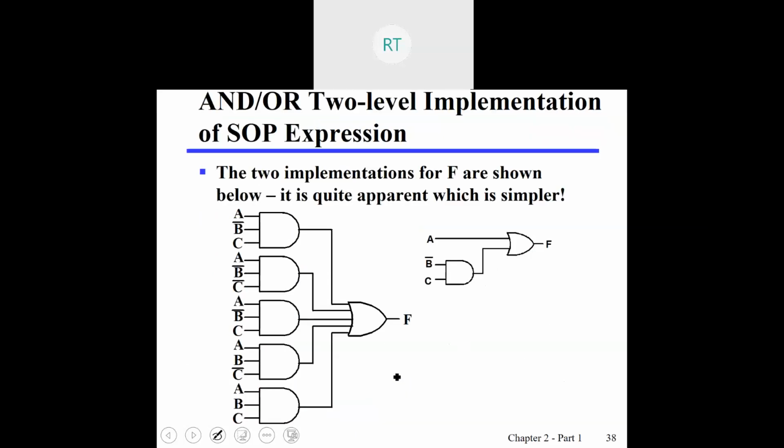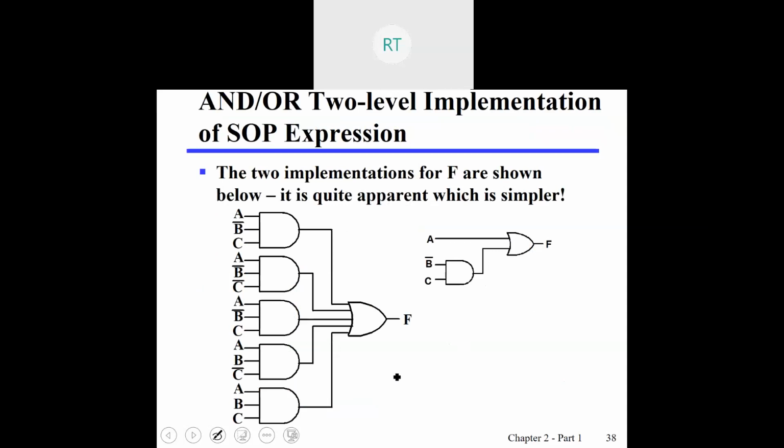Let me look at this logic diagram. I want you to check the 2 implementations for F, and see how apparent it is that the simplified one is, of course, simpler. This is the one that they were doing, A, B bar, C. This is the original before being simplified. And then they did A, B bar, C bar.